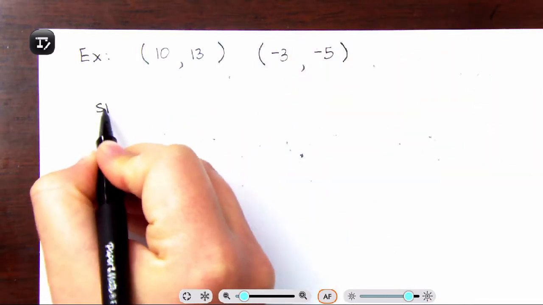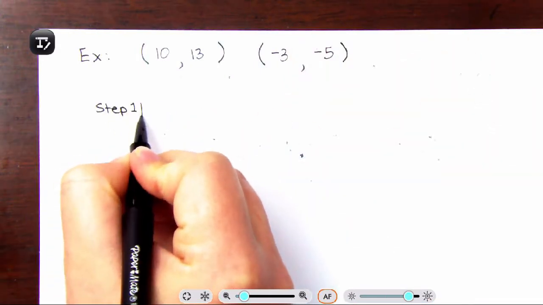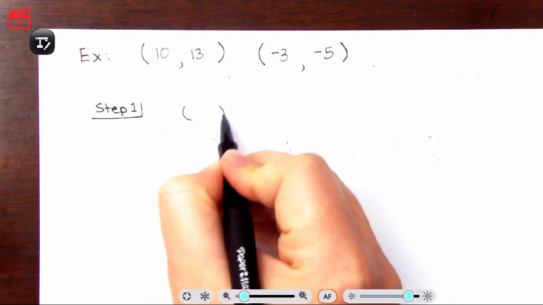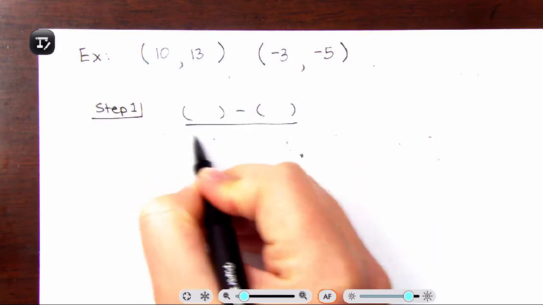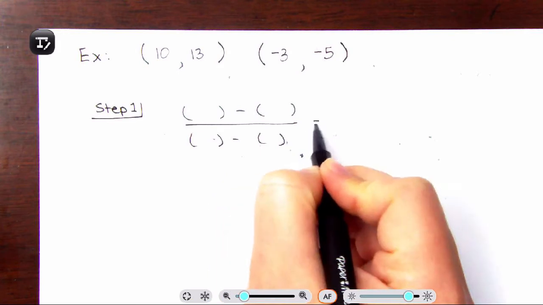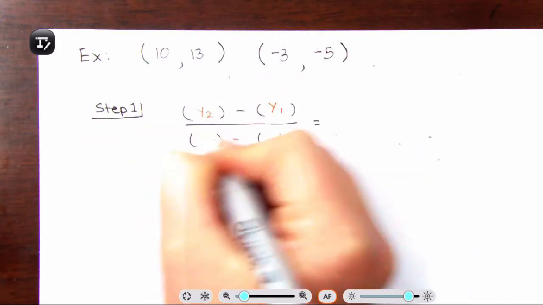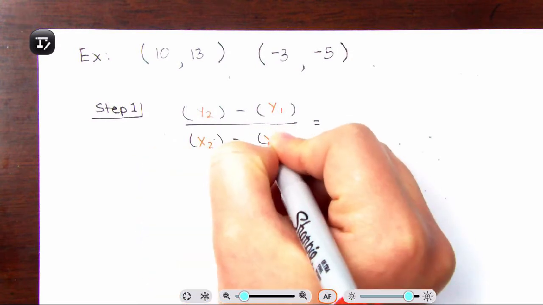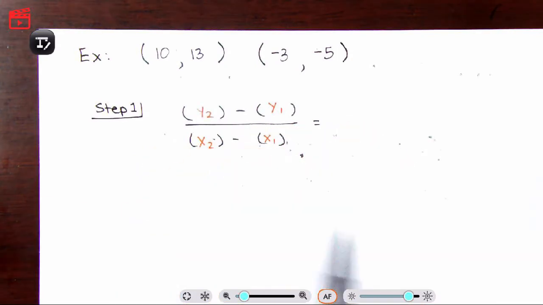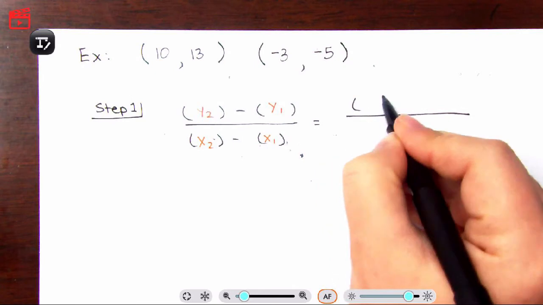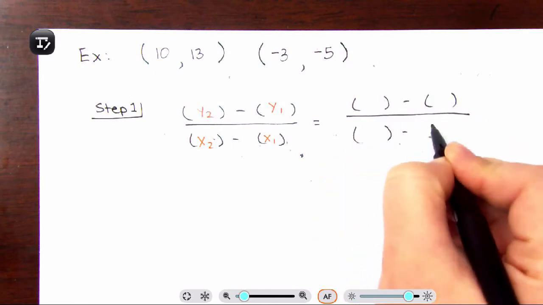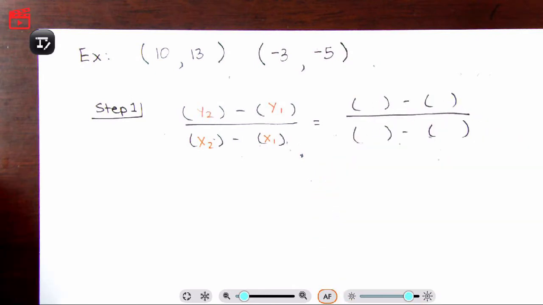Step number 1. You're going to solve for the slope. Bubble minus bubble, and bubble minus bubble. And that means you have the change in y's over the change in x. Make sure your 1's and your 2's match up. So what is your y2? Oh, we forgot to label them. So let's label our points.